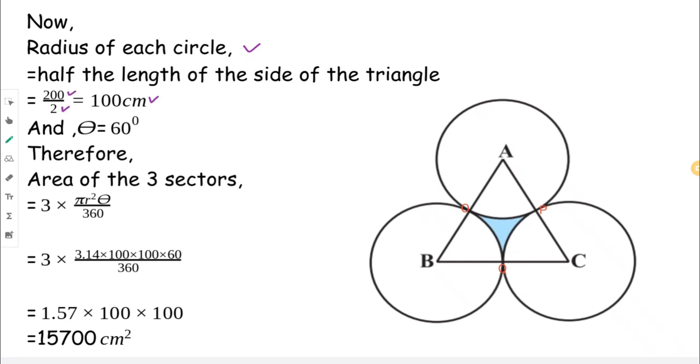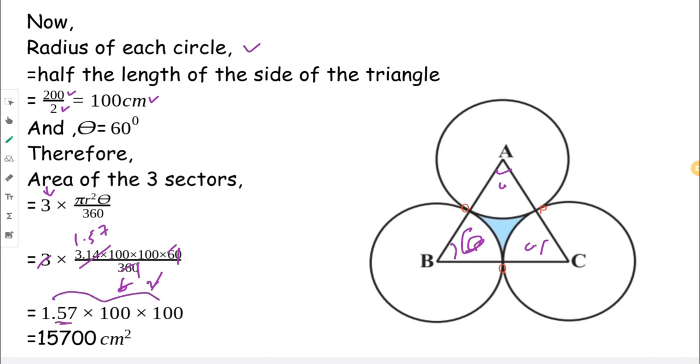And because the question says it is an equilateral triangle, we know that theta will be equal to 60, 60, and 60. Now let's find the area of these three sectors. The formula is pi r square theta by 360. This 3 is there because there are three sectors. Now the radius we got is 100 and 100, theta we know is 60. Put in the values, let's start the division. Then I'm going to have 1.57 into 100 into 100.